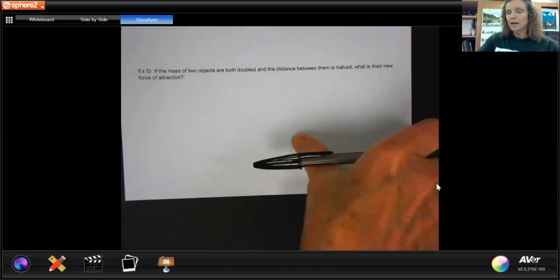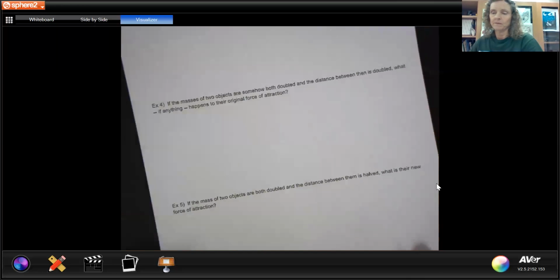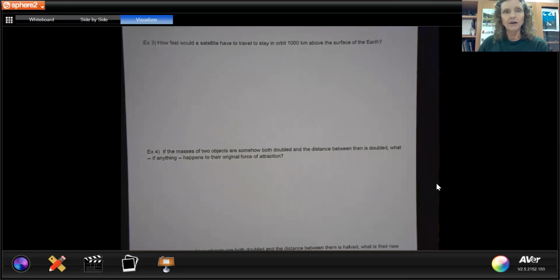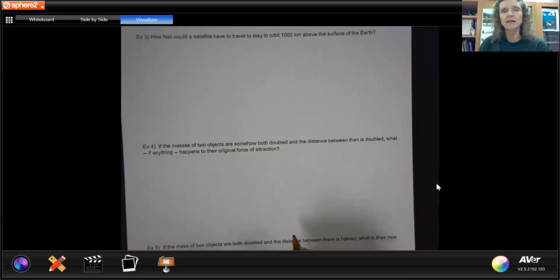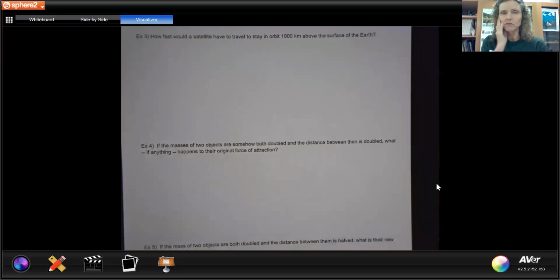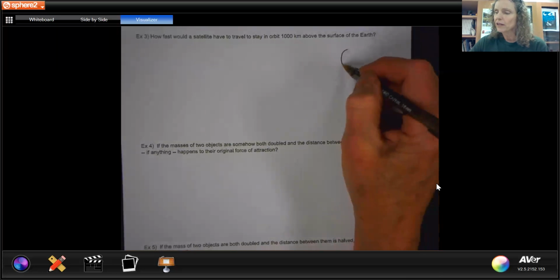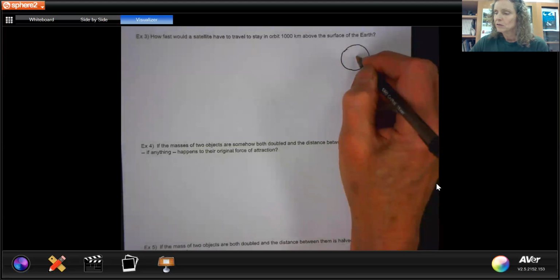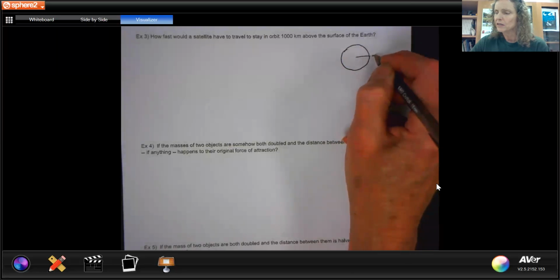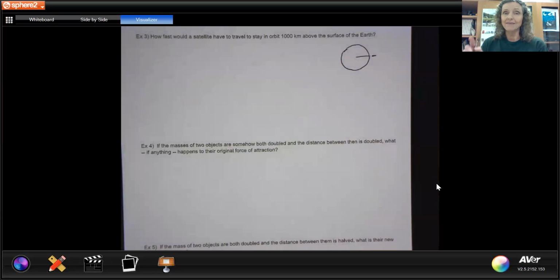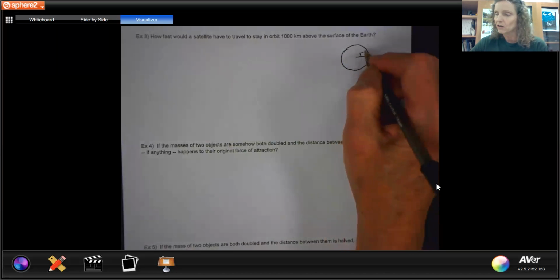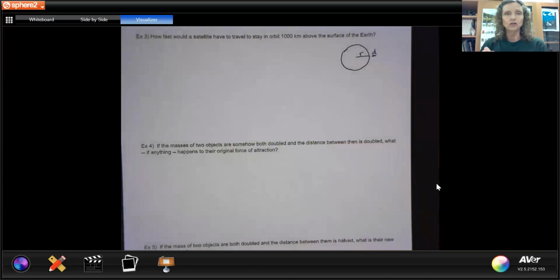All right, let's try another problem. Moving to the second page of our gravity notes. How fast would a satellite have to travel to stay in orbit 1,000 kilometers above the surface of the Earth? Well, let's see, if I draw that picture, 1,000 isn't as far, is it? It's a shorter distance. But once again, I'm going to have to add those things. I'm going to have to add the radius of the Earth plus this additional distance.